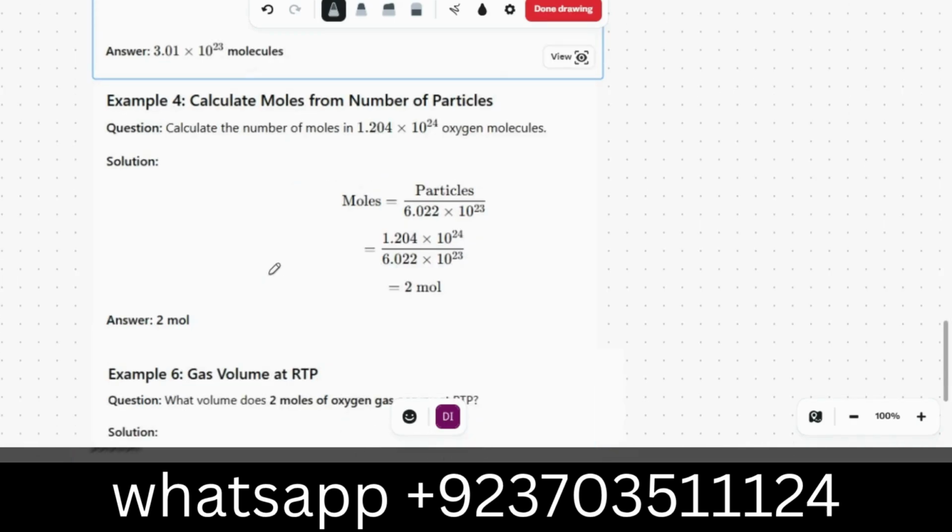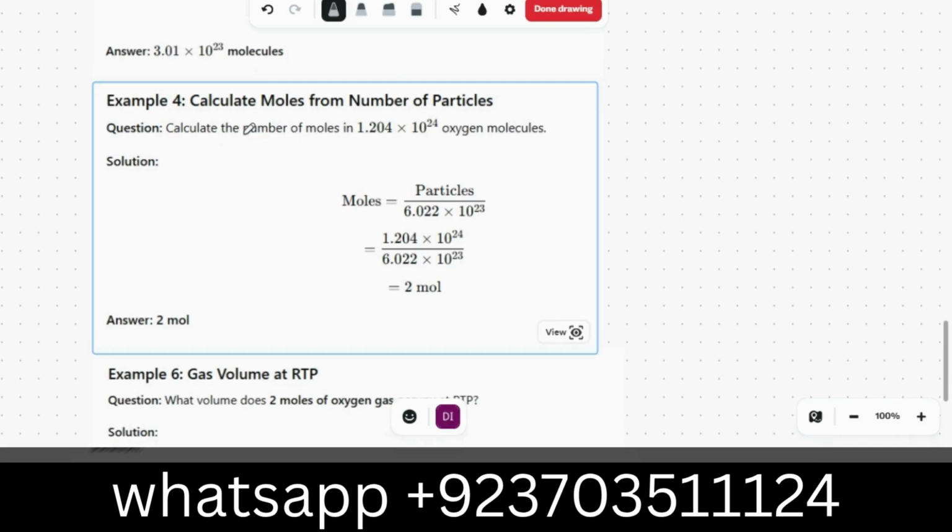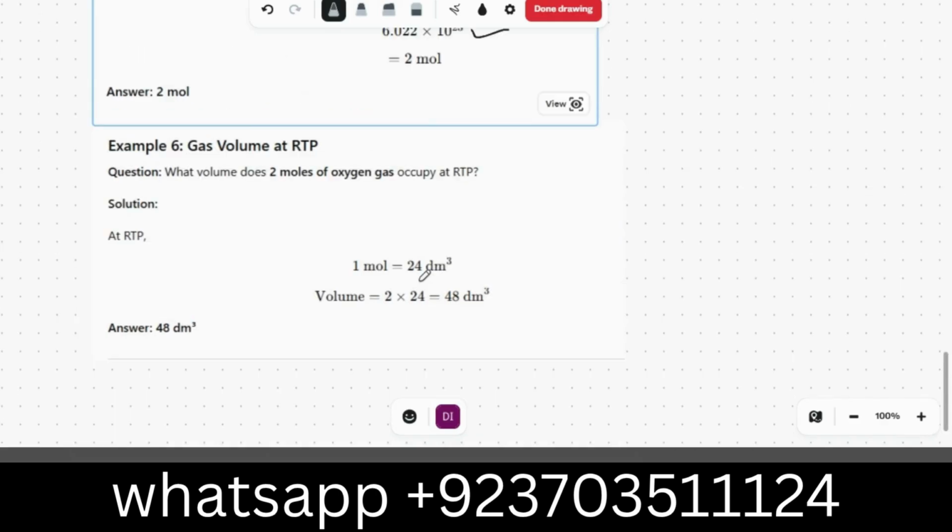Calculate the moles from the number of particles. In this example they ask us to calculate the number of moles in 1.204 × 10^24 particles of oxygen molecules. So moles is equal to particles over the Avogadro constant. The particles are 1.204 × 10^24 divided by 6.022 × 10^23, that is 2 moles.